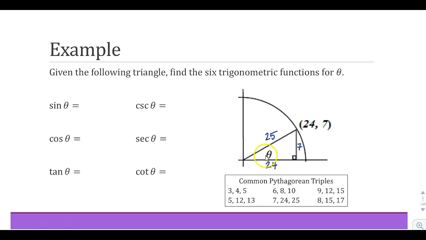So sine is opposite over hypotenuse, so 7 over 25. And I'll go ahead and right away find cosecant. That's the reciprocal, 25 over 7. For cosine, we have adjacent over hypotenuse, so 24 over 25. And secant will be the reciprocal, 25 over 24. And tangent, we have opposite over adjacent, 7 over 24. And then cotangent would then be 24 over 7.